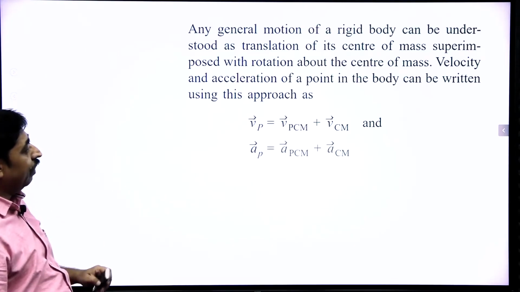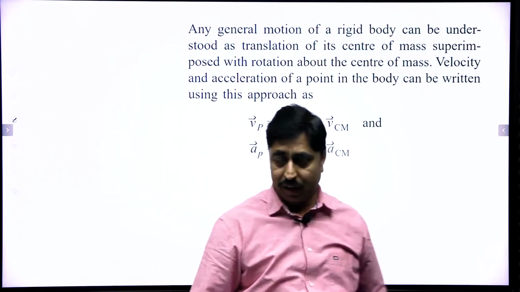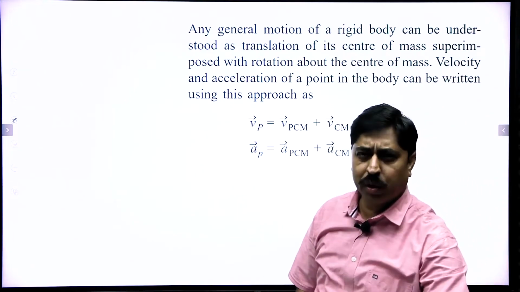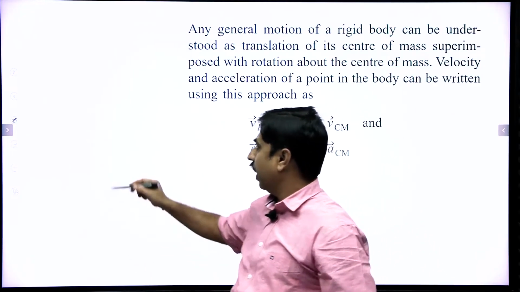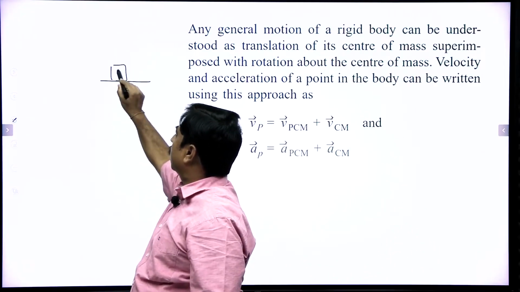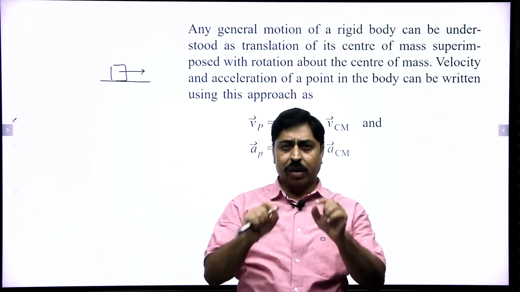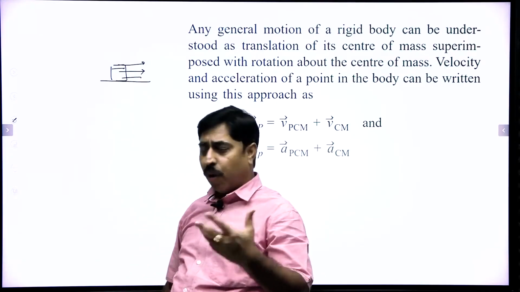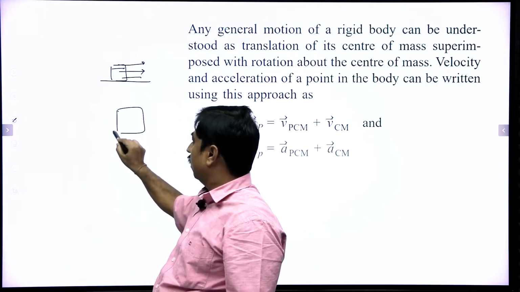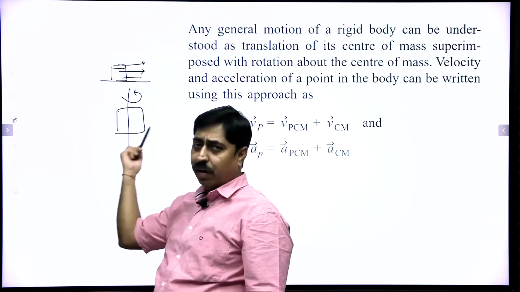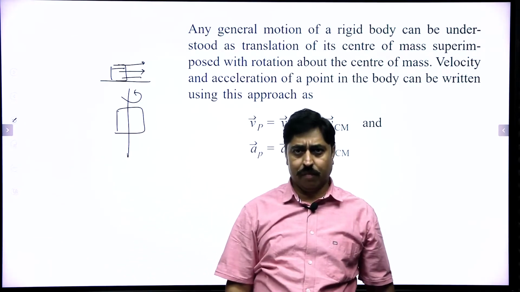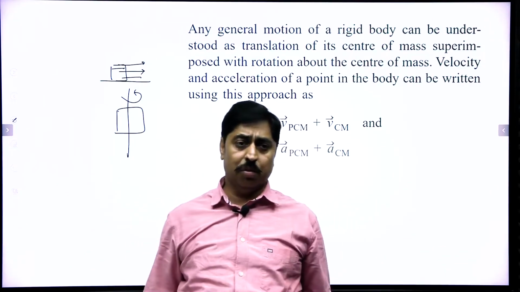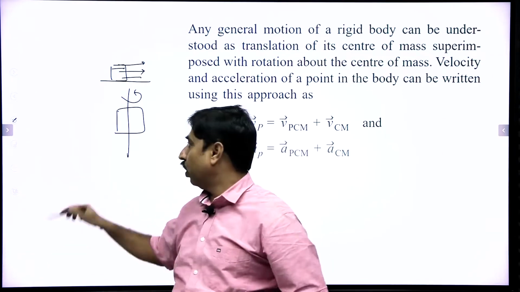Okay, so the next important point is any general motion of a rigid body. A rigid body can just translate. When a body is translating, each and every particle on this body is moving with same velocity. A body can just rotate. It is fixed axis rotation. That means each and every particle of the body is going in a circle. The circles will be different for different particles in general, but every particle is going in some sort of circle and the rotation axis remains fixed.